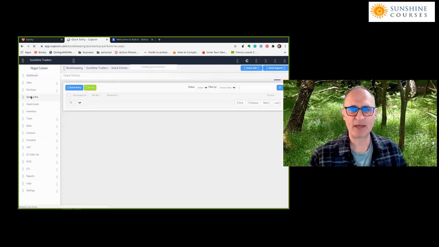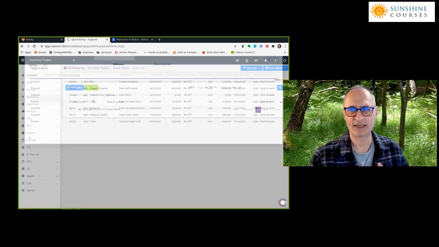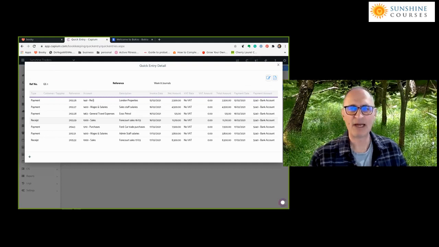Both of these systems, by the way, are online systems. So you'll find that the responsiveness depends on the speed of your internet. And I've got a slightly slow internet, so things take slightly longer to process. But I've already entered the journals that we just showed in the spreadsheet.